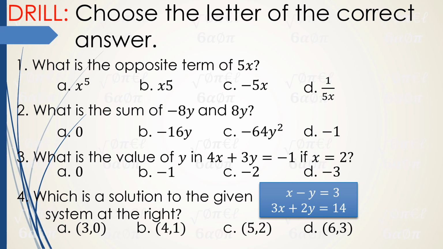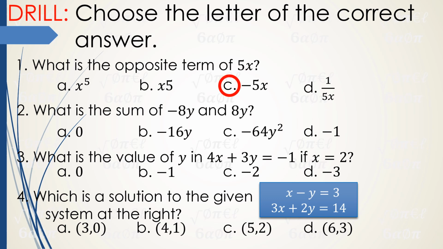If you are done, let us now check your answers. Number 1, what is the opposite term of 5x? When we say opposite term, it is opposite the sign. So, kabaligtaran po ng sign, we have positive 5x. Therefore, the opposite of that is negative 5x, which is letter C.